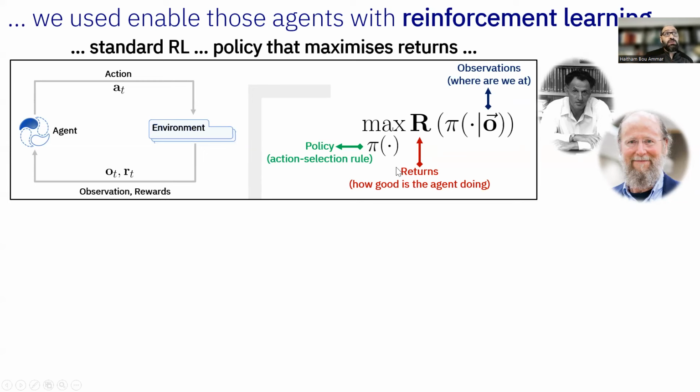Now, the action selection rule or the policy is typically conditioned on the observation, or maybe the history of observations. And there are different techniques that you could use in order to solve these problems. I'm sure you've heard about PPO, TRPO, DQN, and so on. They're all versions to solve this form of problem.